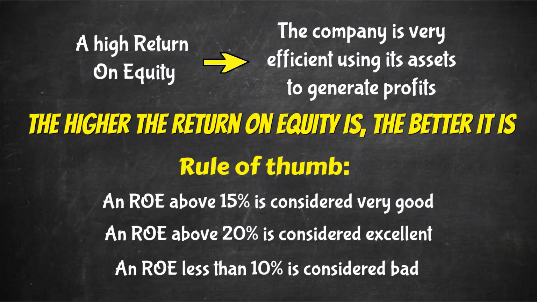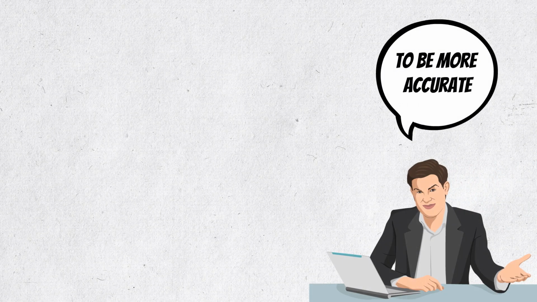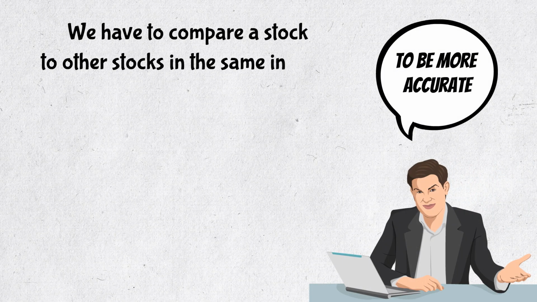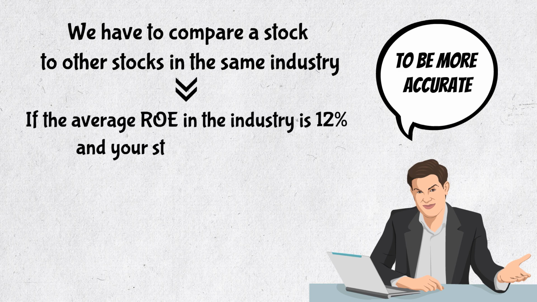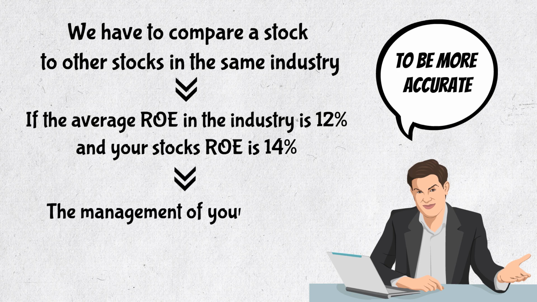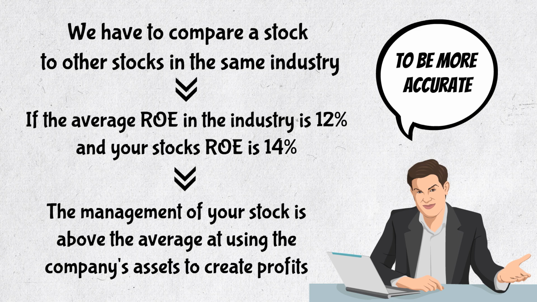In order to be more accurate, we have to compare a stock to other stocks in the same industry. If the average ROE in the industry is 12% and your stock's ROE is 14%, we can conclude that the management of your stock is above the average at using the company's assets to create profits.